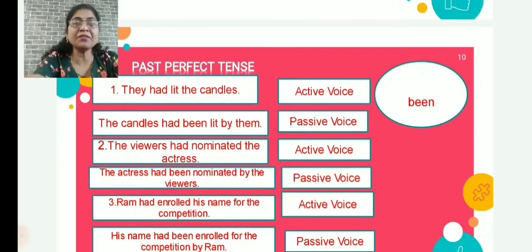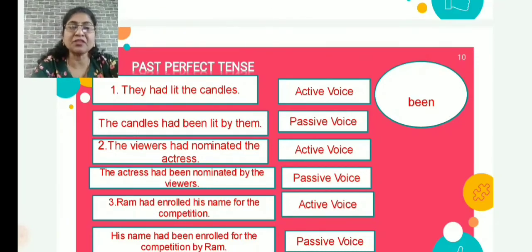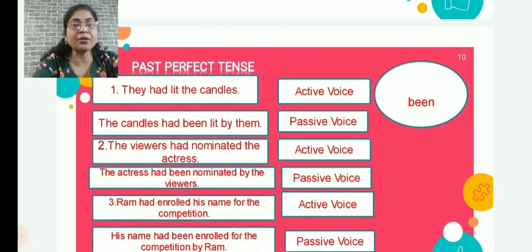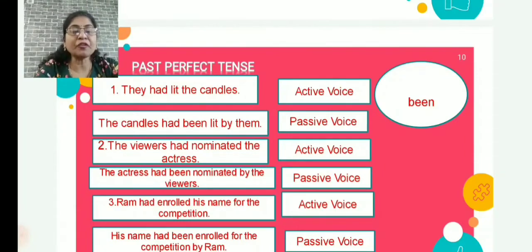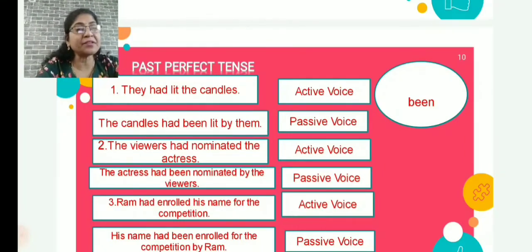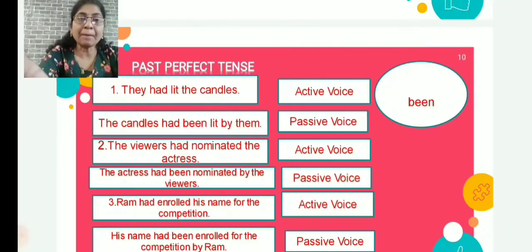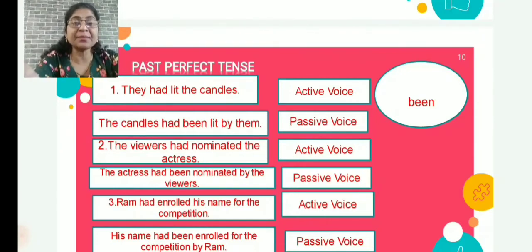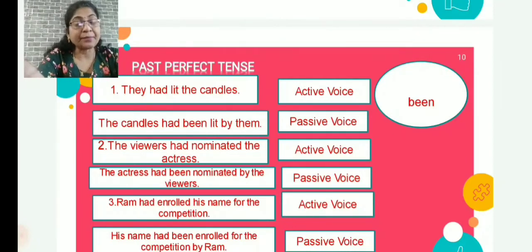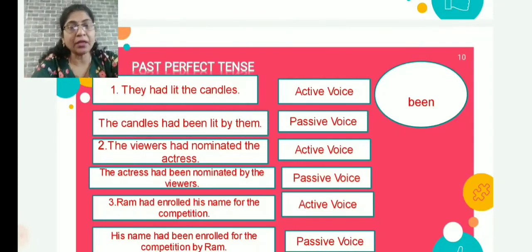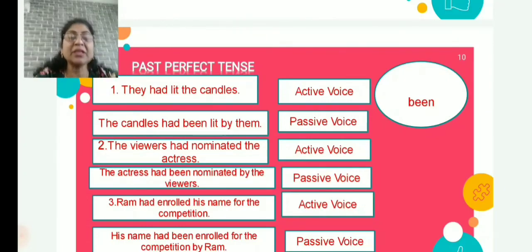Same way. That means only the word been we have to add, whether it is present perfect tense, past perfect tense, or future perfect tense. The formation is same. Third example, Ram had enrolled his name for the competition. His name had been enrolled for the competition by Ram. So here also after the supportive verb had, been is added. So understand the formation. The formation of passive voice is very simple. In perfect tense we have to add been, in simple future tense we have to add be, in continuous tense we have to add being. So this we should know. If we know these simple changes, we can easily change any tense into passive voice.